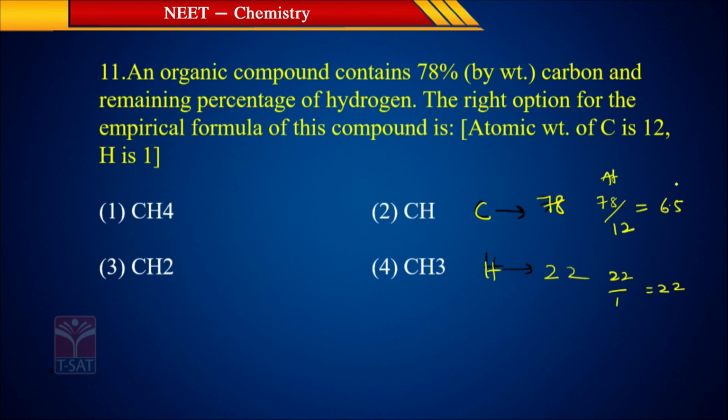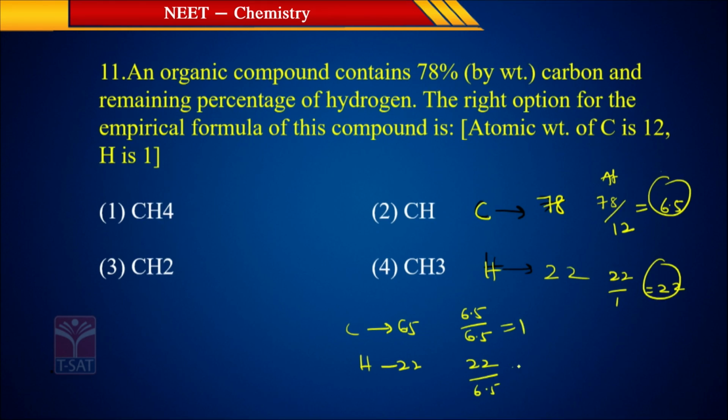So this is the atomic ratio: carbon 6.5, hydrogen 22. You have to find the simplest whole number ratio. How can you find it? Divide by the same number, 6.5. 6.5 by 6.5 gives 1, and 22 by 6.5 gives 3.3, which we take as 3. Simplest number of carbons is 1 and hydrogen is 3. So option 4 is the correct answer.